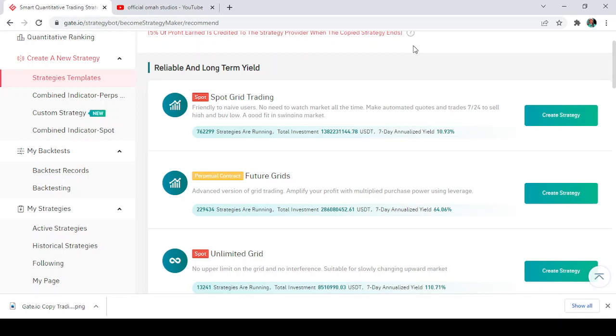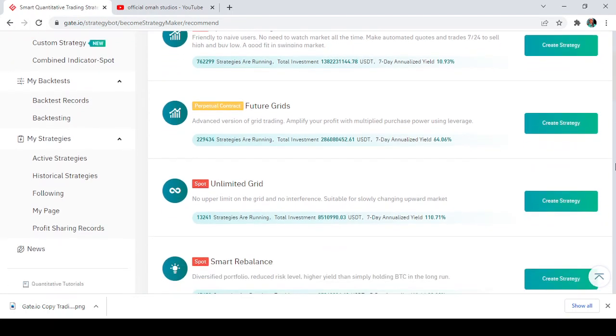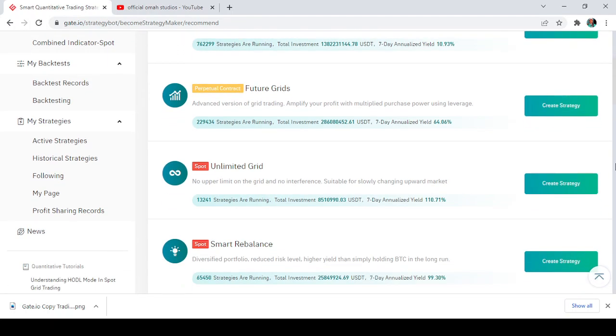So now the next one that we have here is our unlimited grid. Some of you will be asking me, someone asked me the other time, what is this unlimited grid? Is it different from normal spot grid? So it says here, according to what we have here, no upper limit on the grid and no interference, suitable for slowly changing upward markets. So basically the unlimited grid is more like spot grid with no price ceiling.